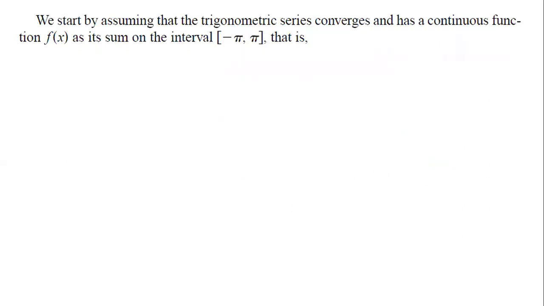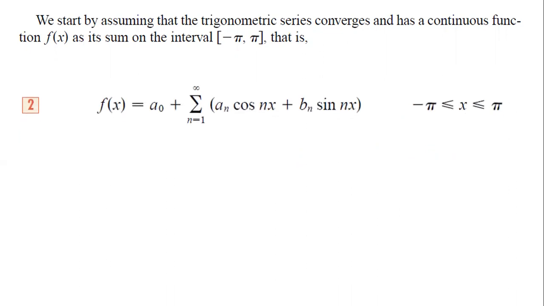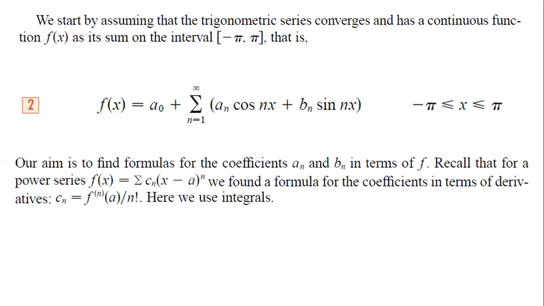So we start by assuming that the trigonometric series converges and has a continuous function f of x as its sum on the interval from negative pi to pi, that is given in this equation 2. So we have here the domain x from negative pi to pi. Our aim here is to find formulas for the coefficients a sub n and b sub n in terms of the function f.